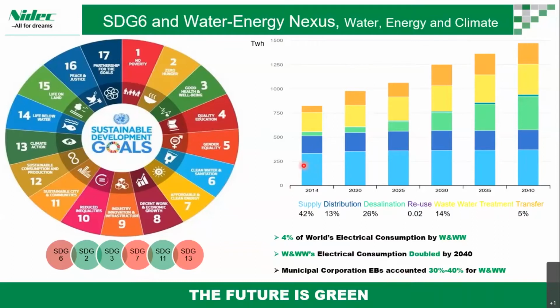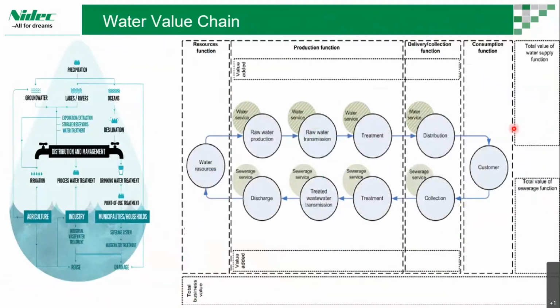Splitting the water consumption: supplies carry 42%, which may be more than 300 TWh, and distribution takes around 13%. These are 2014 figures: desalination 26%, reuse 0.02%, wastewater 14%, and transfer 5%. From 2014 to 2040 this doubles, especially desalination, because we can find a lot of desalination plants coming up in every country.